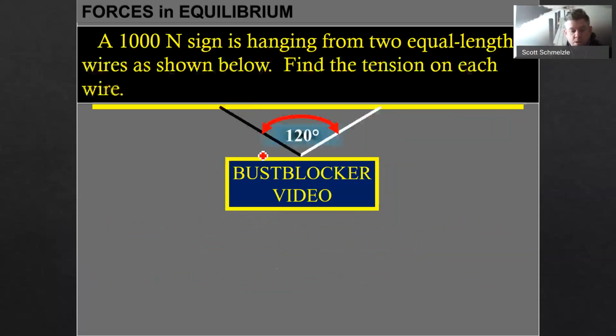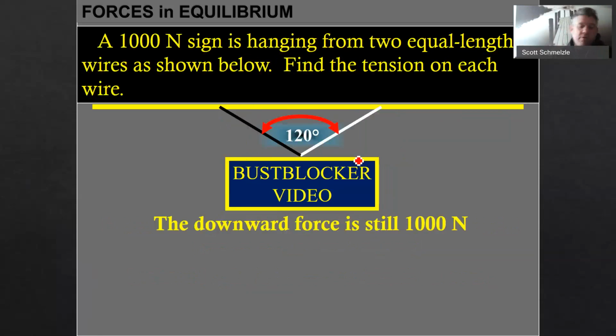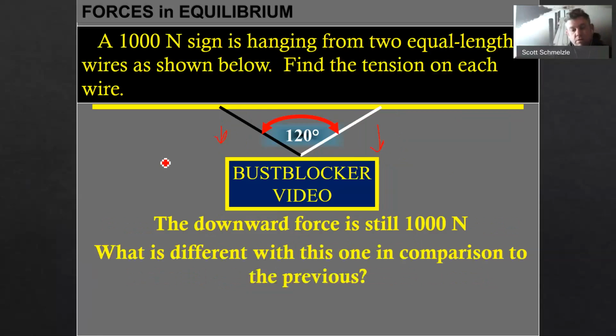Now, the difference becomes this. Notice we still have two wires. We got a black wire, we got a white wire. But now we put them at an angle. Because we put them at an angle, some of this changes. Our downward force here is still 1,000 newtons, so the difference becomes this angle for us.